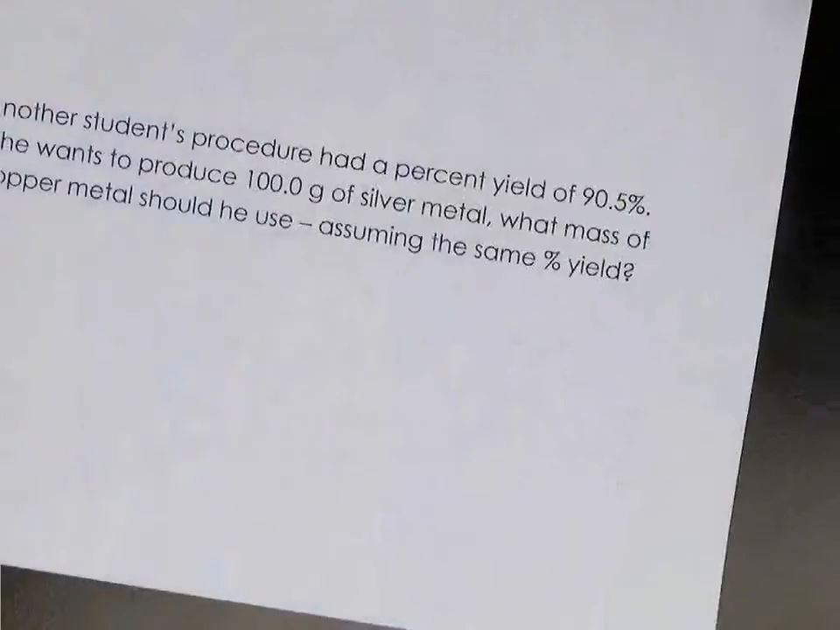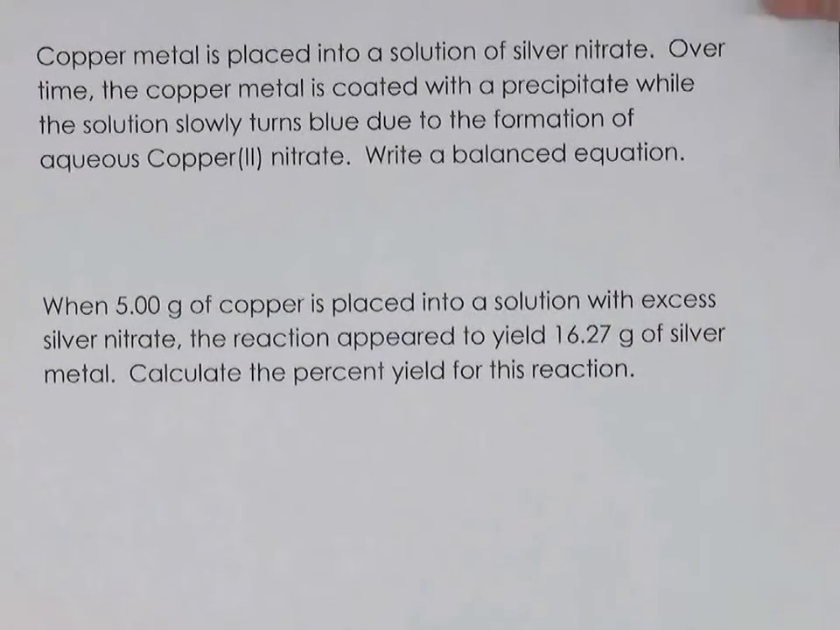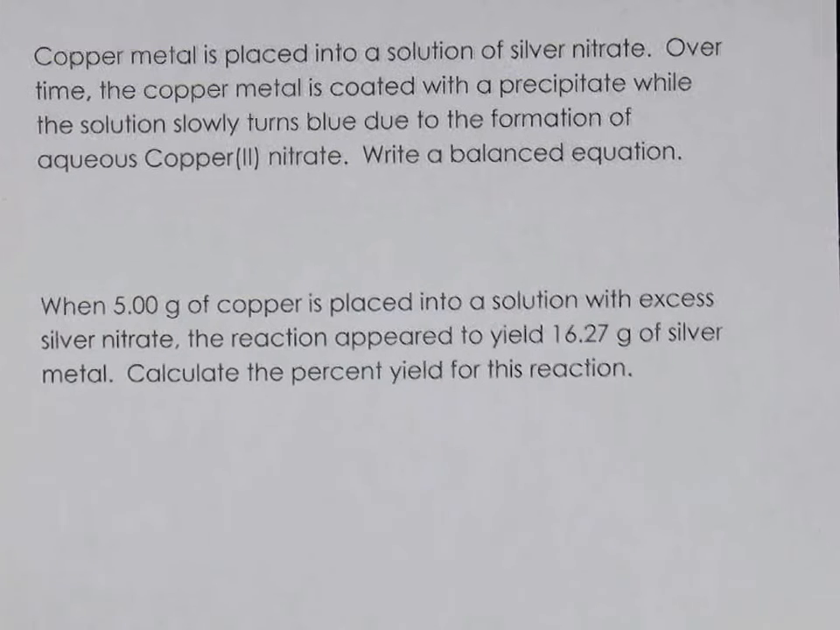Alright, let's see if you can take what we've just done and apply it yourself. So you could pause the video here and try this yourself, but start with a word equation, and you need to write a balanced chemical equation based on this. So copper metal is put into a solution of silver nitrate. Over time, the copper metal gets coated with a precipitate, and the solution turns blue due to the formation of aqueous copper 2 nitrate. Now, what would this equation be?